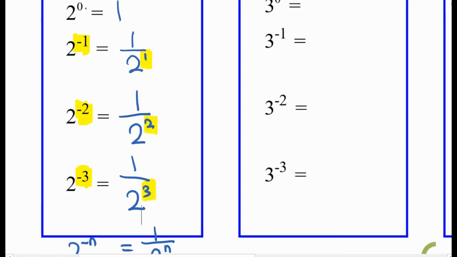That's the pattern. Okay, let's evaluate it. So this is 1 over 4, and this is 1 over 8. So as you see, when you have a negative exponent, it does not become a negative number. It becomes a fraction, like 1 over 4. Right? Flip the number and make the exponent positive. So 2 to the power of negative 3 is 1 over 8.